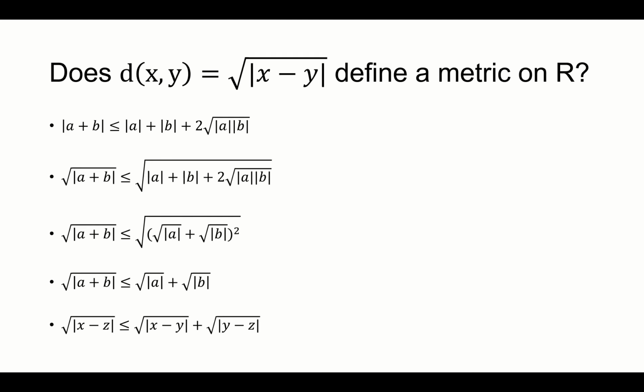And remember, we said a plus b is x minus z, a is x minus y, and b is y minus z. So we substitute it, and then that proves the triangle inequality. So therefore, the distance between x and y equals the square root of the absolute value of x minus y does indeed define a metric on R.